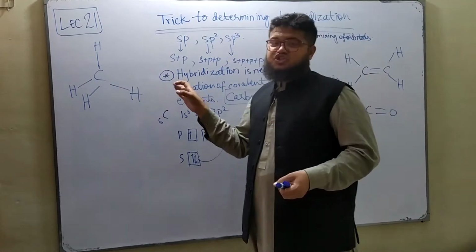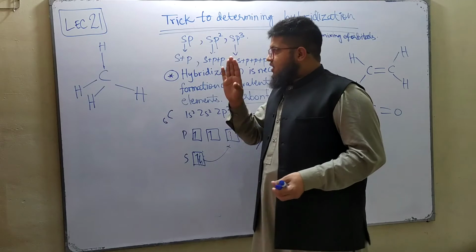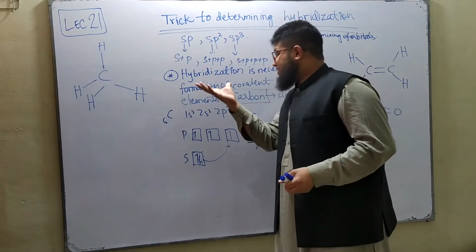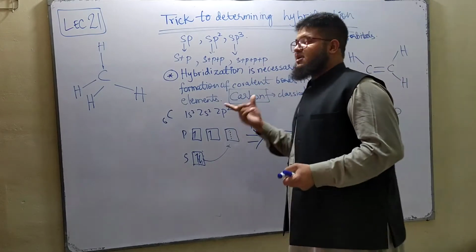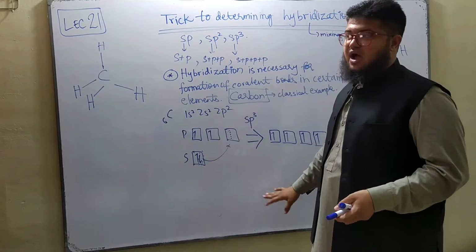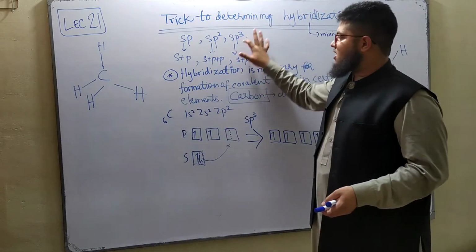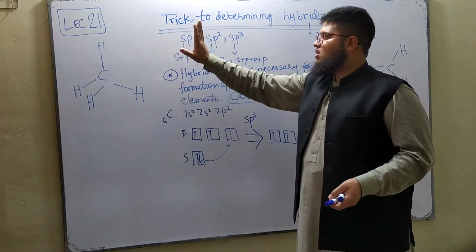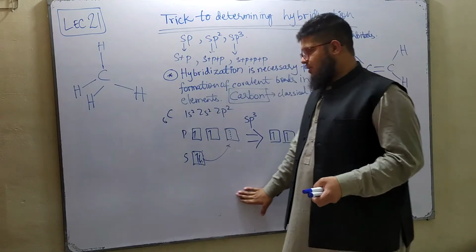The hybridization in our syllabus is for the carbon atom. It is necessary for the formation of covalent bonds in certain elements, and carbon is our classical example. I've just explained the concept of hybridization for sp3. I'm not going to go into the concept of sp2 or sp. So now let's just talk about sp3 hybridization.